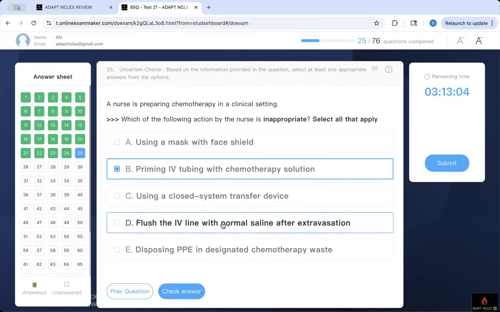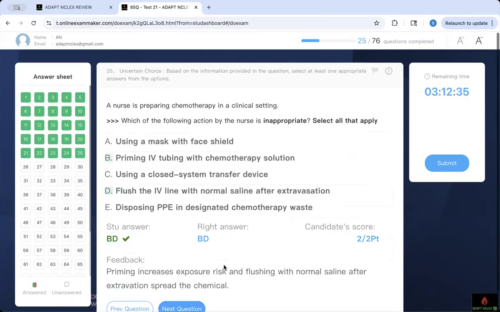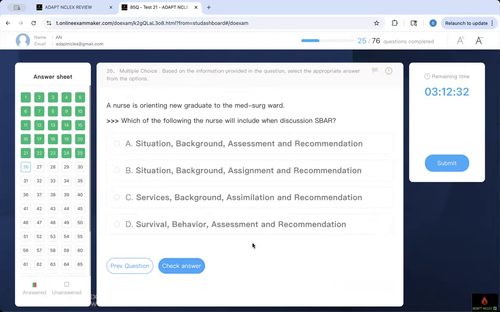Use a closed system transfer device to prevent exposure. Flush the IV line with normal saline after extravasation? When you flush the IV line after extravasation, you spray the chemo agent and cause more necrosis. You're supposed to stop, leave the IV in, aspirate out, and then inject the antidote, not IV fluid. Wrong answer. And chemo agents should be disposed of in a chemo designated waste. That's the right answer.